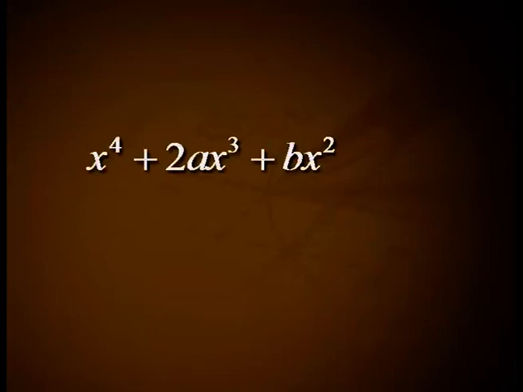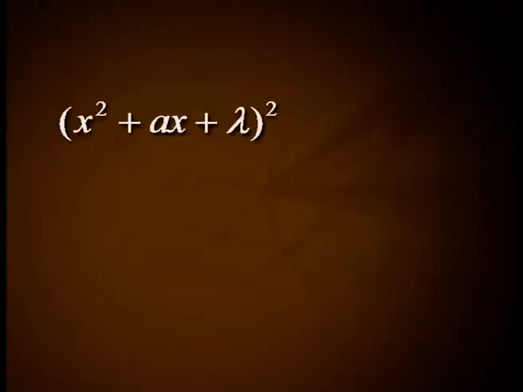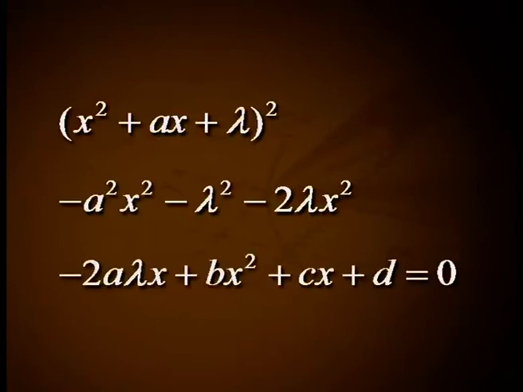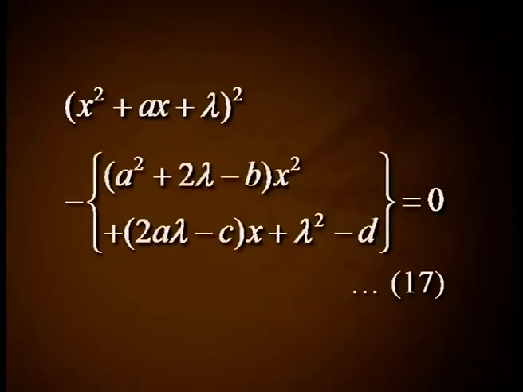Let the given quartic equation be x⁴ plus 2ax³ plus bx² plus cx plus d equals 0, equation number 16. We write 16 in the form (x² plus ax plus lambda)² minus a²x² minus lambda² minus 2 lambda x² minus 2a lambda x plus bx² plus cx plus d equals 0, where lambda is arbitrary at present. That is, (x² plus ax plus lambda)² minus [(a² plus 2 lambda minus b)x² plus (2a lambda minus c)x plus (lambda² minus d)] equals 0, equation number 17.